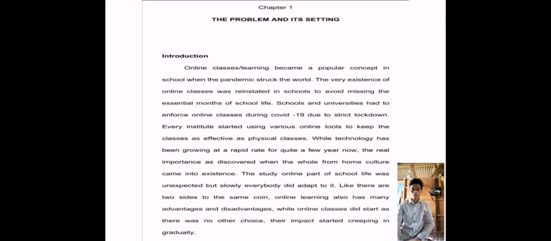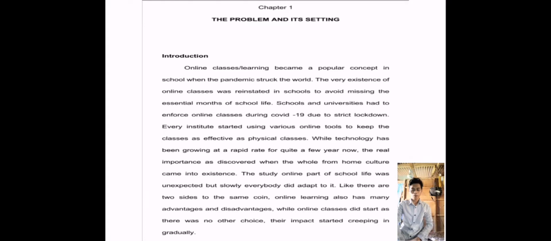Chapter 1. Introduction. Online classes or online learning became a popular concept in school when the pandemic struck the world. The very existence of online classes was reinstated in schools to avoid missing the essential months of school life. Schools and universities had to enforce online classes during COVID-19 due to the strict lockdown. Every institute started using various online tools to keep the classes as effective as physical classes.